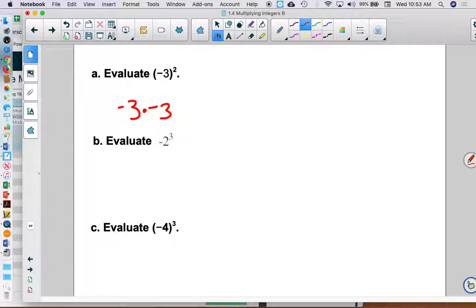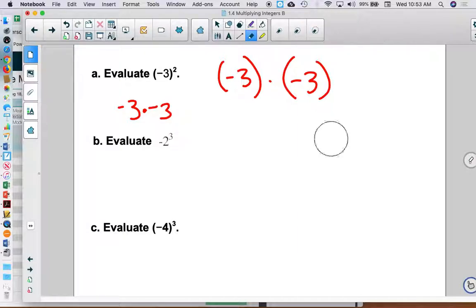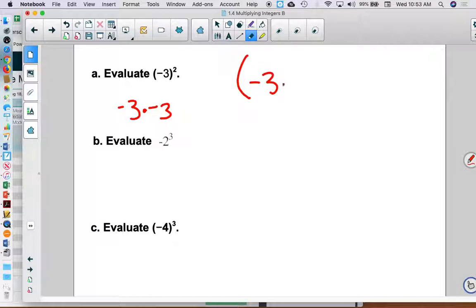Could you write it like this? No, like parentheses, -3 times -3 and then another parentheses. Could you write it like this? Sure you could. Same thing, isn't it? Won't hurt it any. What's the final answer though? What is negative 3 times negative 3? Good job.